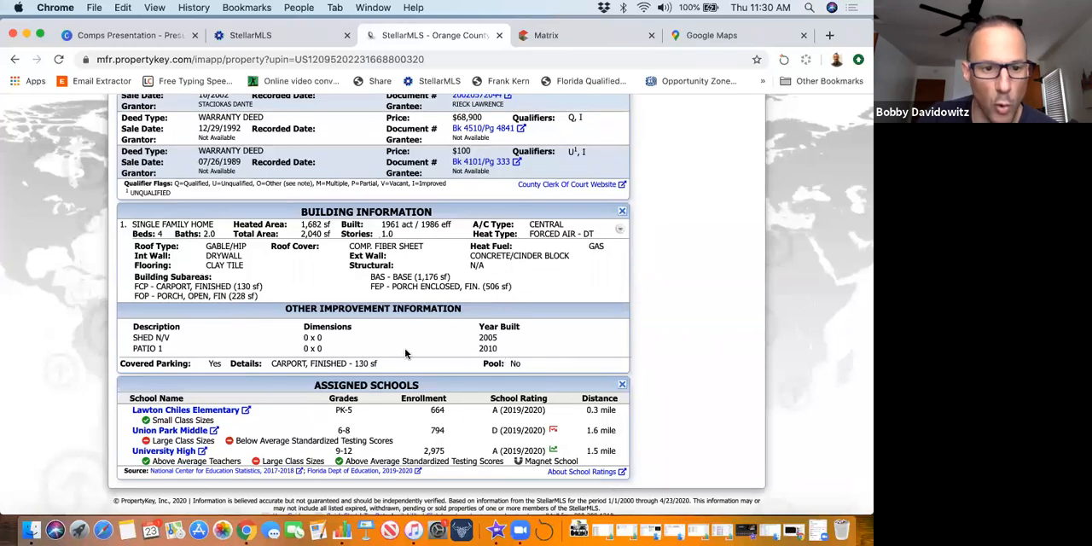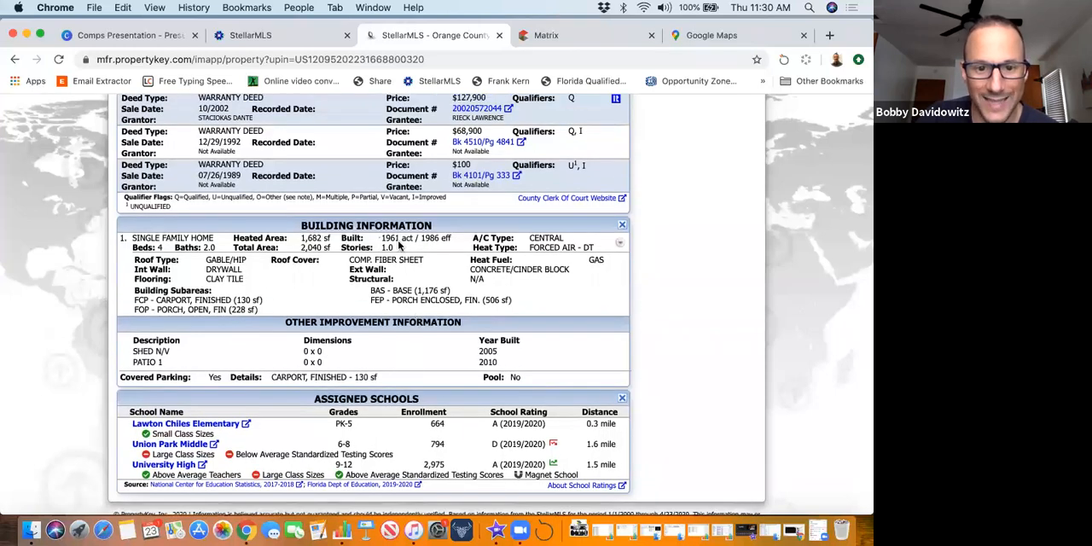It doesn't look like they have a pool. It was built in 1961. But it says effective date 1986. Okay, so what that means is it was updated sometime in 1986, but it is still a 1961 property. So we have to take that into consideration when we're comparing other properties, because obviously if we're comparing a property that was built in 2020 versus 1961, we're going to have to make some adjustments. Okay, so now we have our specs.